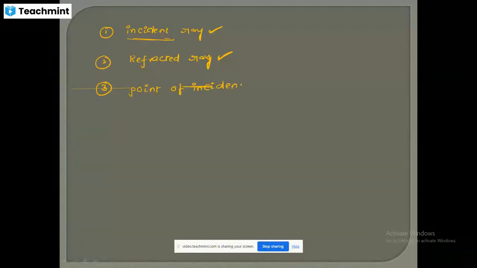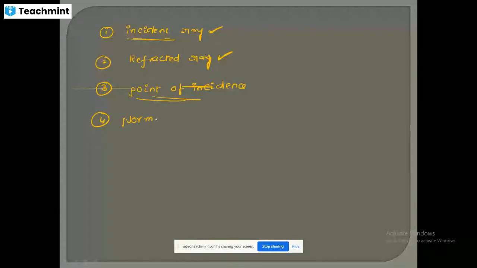And this is the point where light is incident. That point is called the point of incidence. Next, the normal. This is a normal line which is drawn at the point of incidence, normal to the surface. Next, the fifth one, angle of incidence.